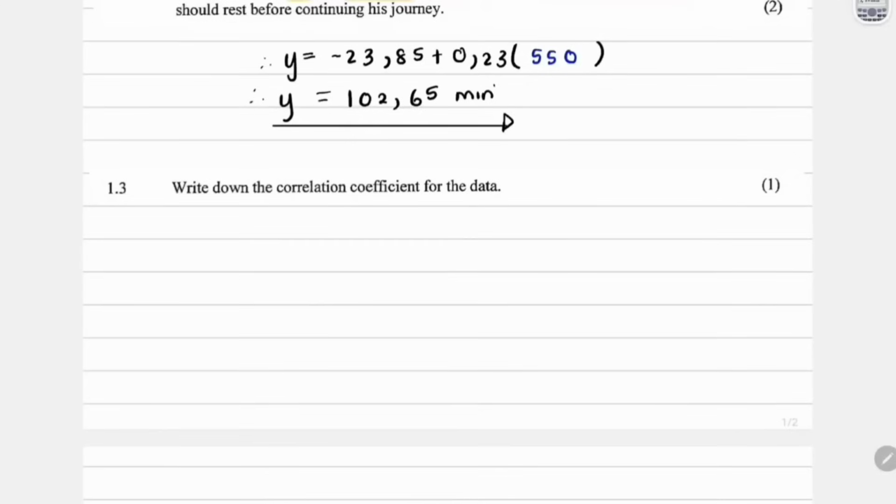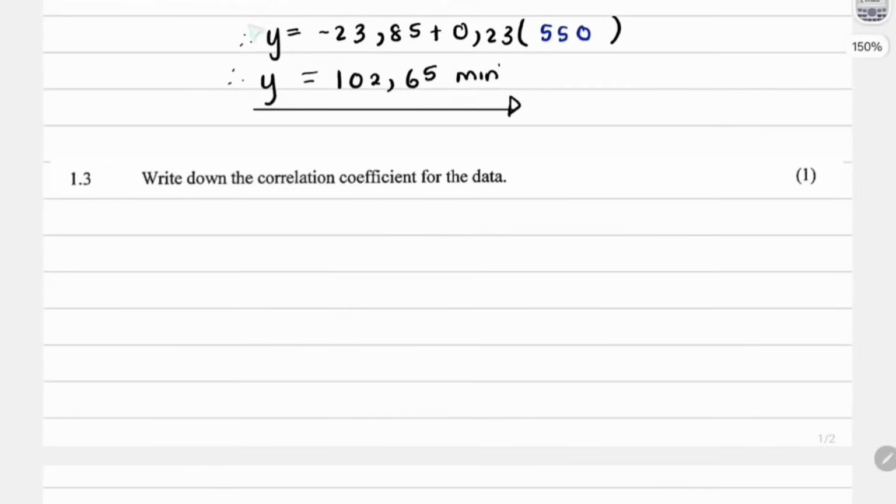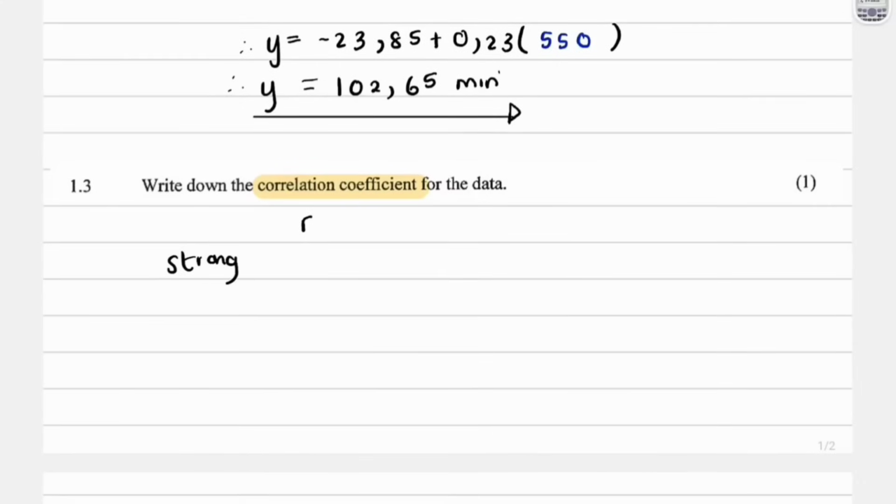The next question, 1.3, is write down the correlation coefficient for the data. So the correlation coefficient is that value of R. Okay, and that R really just tells you the type of relationship that you have between your data. It tells you whether your data has a strong relationship or a weak relationship. And really all this means is, if the relationship between your data is strong, that you can actually rely on the data.